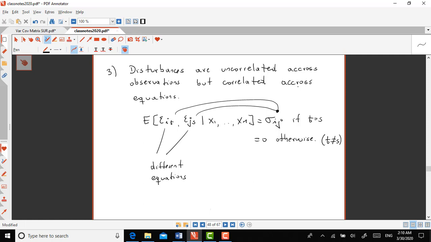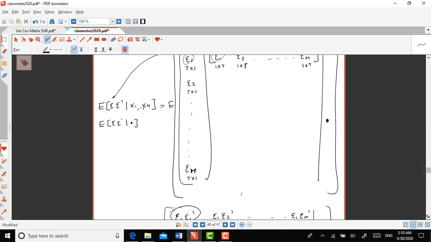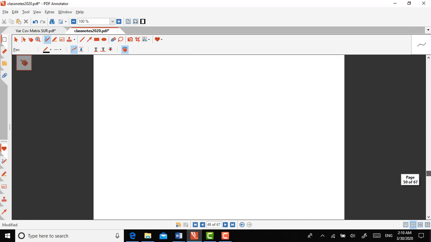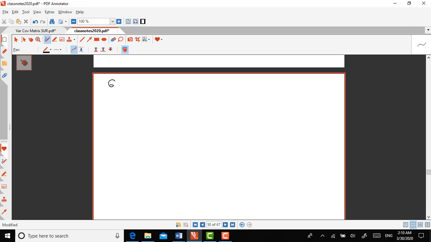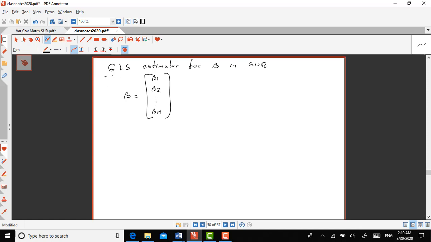Okay, so let's see how we can go about estimating the coefficients in this model. Of course, for estimation, we'll be using a GLS estimator for beta in SUR. And what do we call beta? Beta is going to be the vector that includes the coefficients of all the n equations in the system. Okay, so how do we go about estimating?